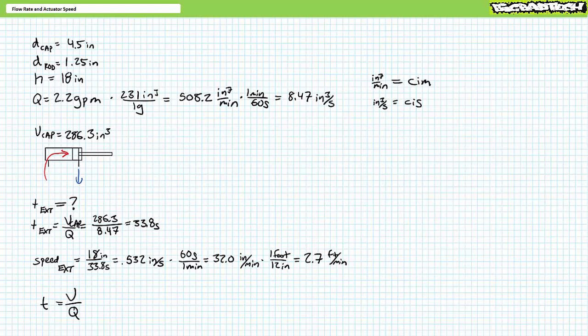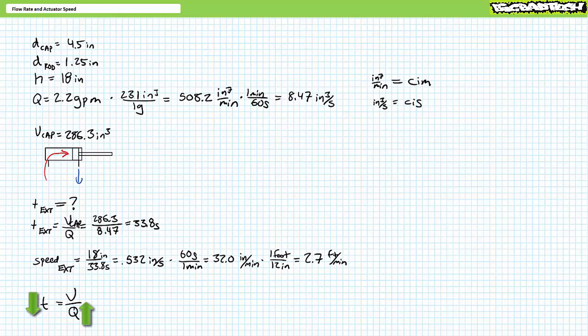In later lectures, we'll examine pumps, flow control valves, and different flow control methods that can vary the flow rate into or out of an actuator and thus vary its actuation speed. For now, consider this simple thought experiment. What happens if I increase flow rate? Too easy. Actuation time is V over Q. If Q rate is increased, actuation time should decrease.